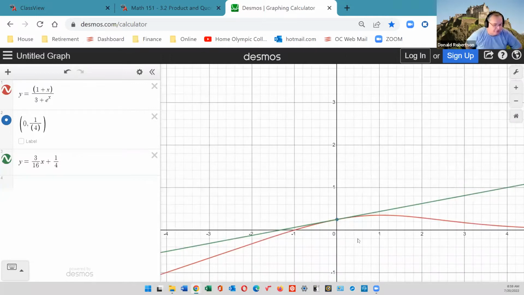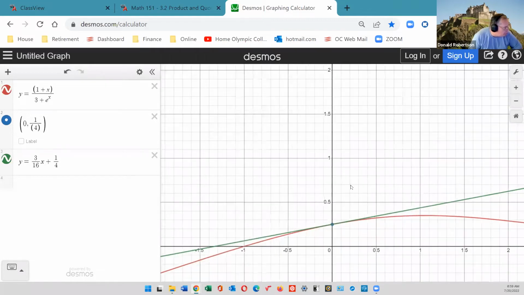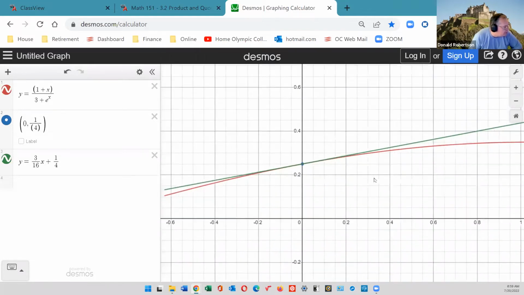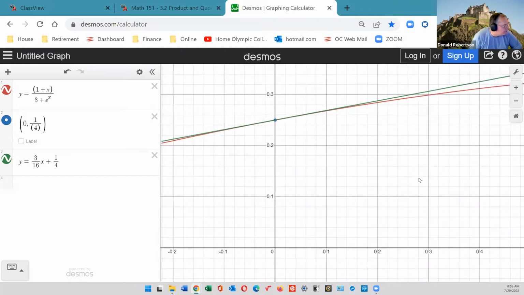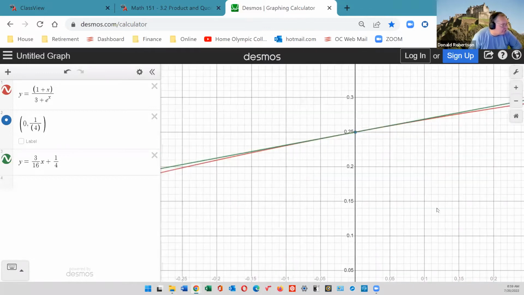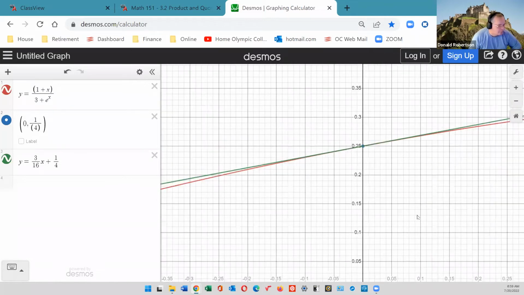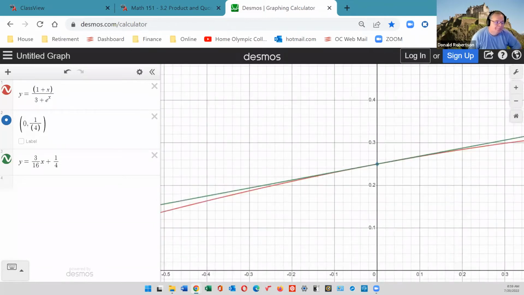Would you agree that's a tangent line? Perfect fit. Look good? You can adjust the windows if you want to see it, but normally what I do is I just zoom in. And if you zoom in far enough, don't they both blend together? And that's a good sign it's a tangent line. So we got it. And time to move on.